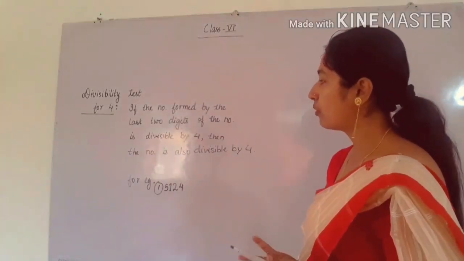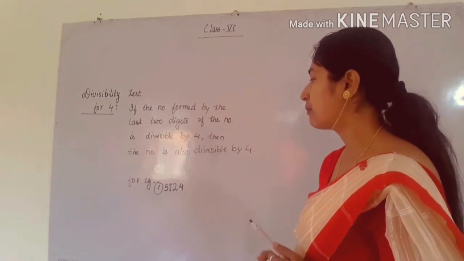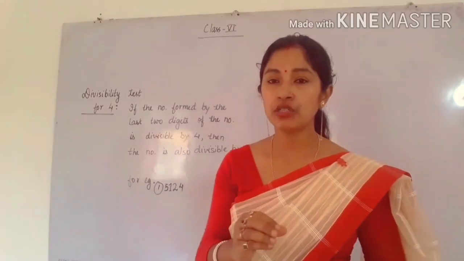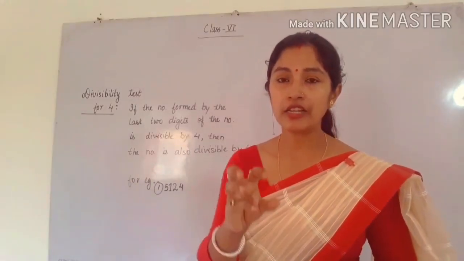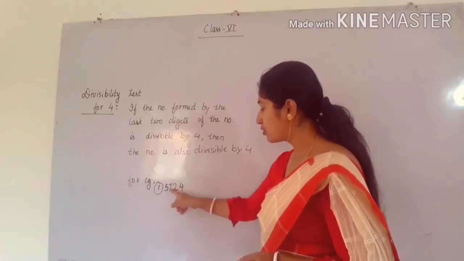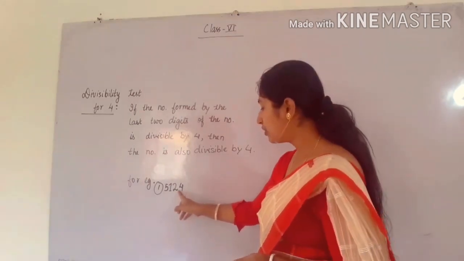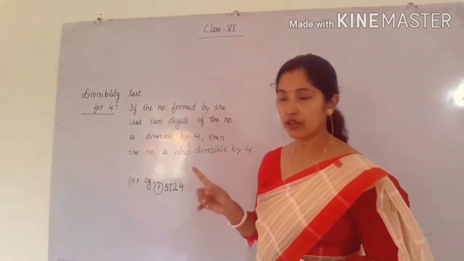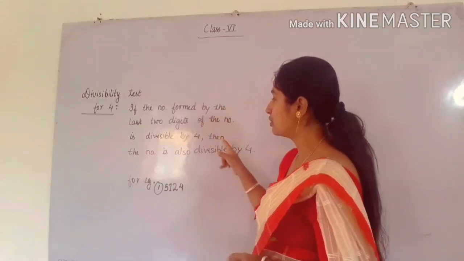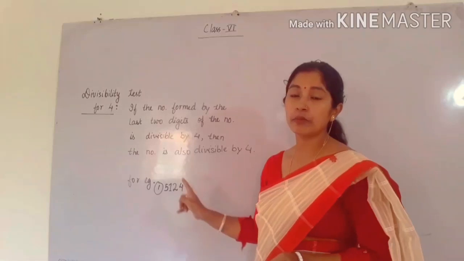If the number formed by the last two digits of the number is divisible by 4, then the number is also divisible by 4. So you have to check, in the given number, the last two digits. For example, 5124, the last two digits form 24. Okay, so you have to check whether 24 is divisible by 4 or not. This is written here: if the number formed by the last two digits of the number is divisible by 4, then the whole number is also divisible by 4.